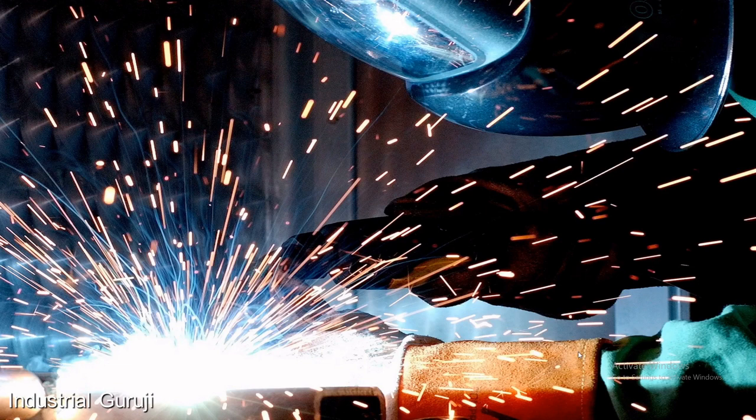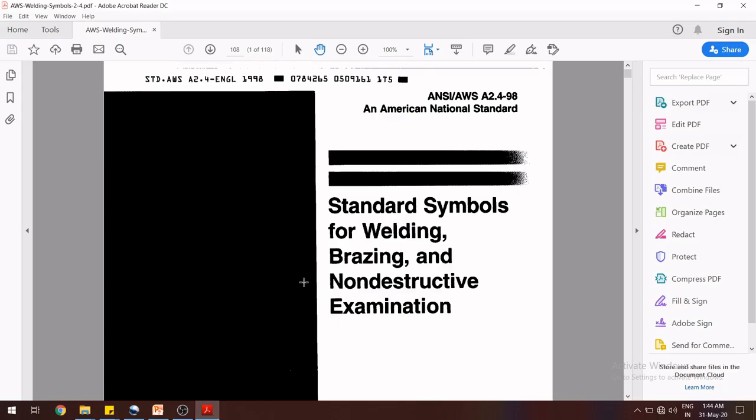Friends, this is all about welding symbols. Hope all of you have understood. This is very simple to understand. The symbols which I explained are given in AWS A2.4, that is standard symbols for welding, brazing and non-destructive examination.